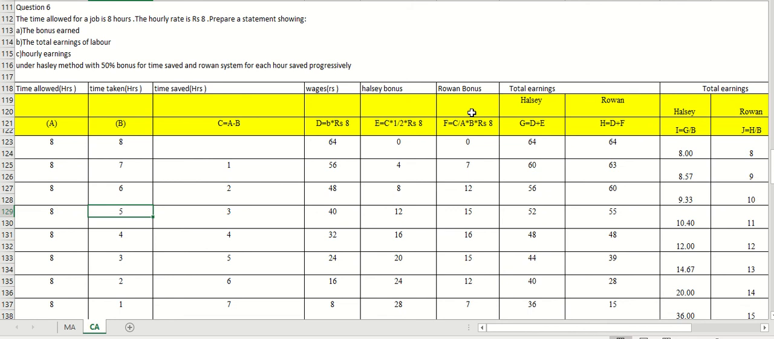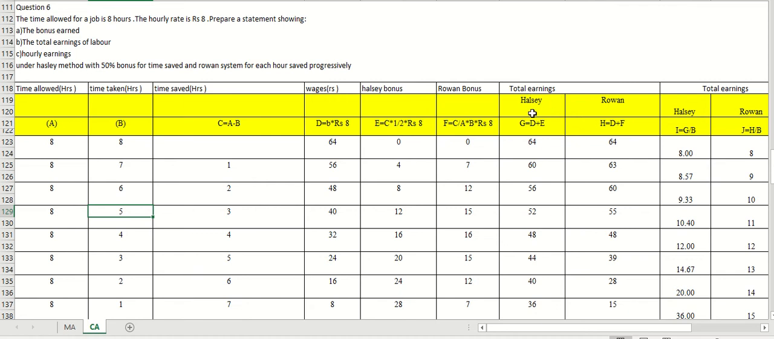And under the Rowan method, the bonus will be calculated as the time saved divided by the time allowed, or the standard time, into the time taken into rate. The time saved is column C, divided by A, time allowed, which is your standard column, into B, which is your time taken, into the rate, 8 rupees. So you get the values 0, 7, 12, 15, 16, 15, 12 and 7. For each hour we are calculating, till it gets reduced to the least number, which is 1.